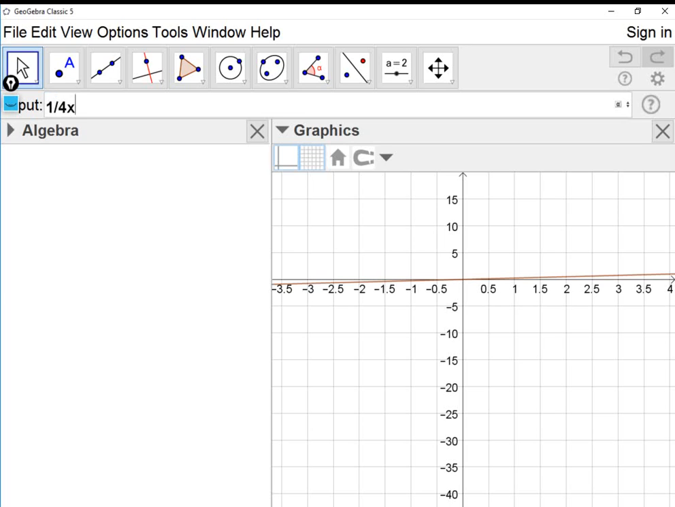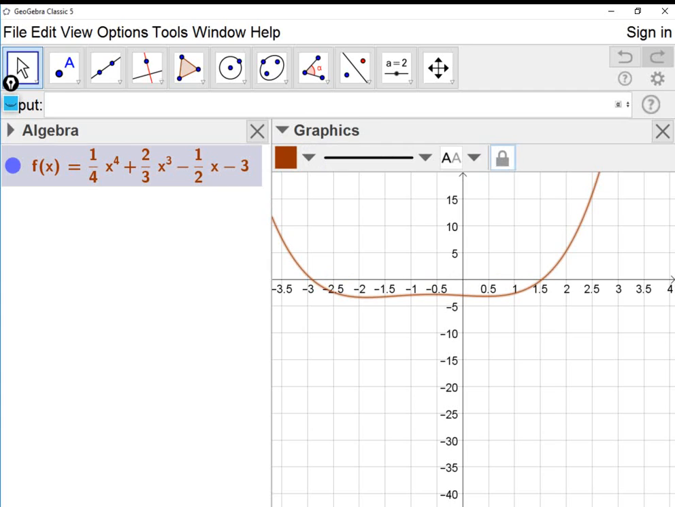One fourth x to the fourth plus 2/3 x to the third minus 1/2 x. And then we'll go minus 2. Let's go minus 3. Okay. Now we'll go, that's fine. All right, so that's my polynomial. Okay, and per the theorem that we just introduced, and we didn't get through the whole theorem, we just read the first sentence. And the first sentence kind of makes us think, well, this is only going to work sometimes.